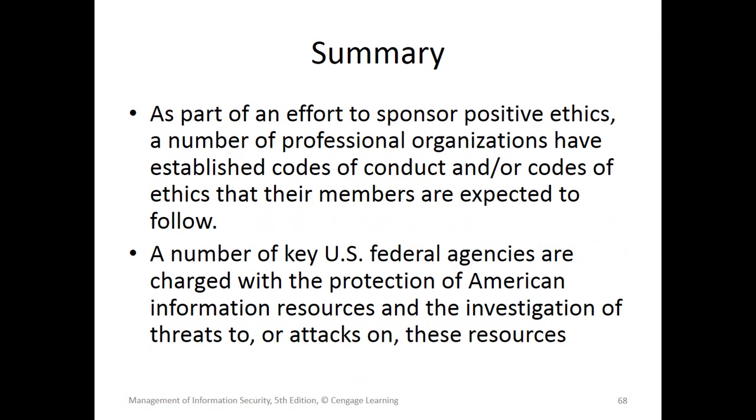And lastly, and not least, as part of an effort to sponsor positive ethics, a number of professional organizations have established codes of conduct and or codes of ethics that their members are expected to follow. And we mentioned those: ISC Squared, ISSA, the SANS GIAC Institute. And basically a number of key U.S. federal agencies are charged with the protection of American information resources and the investigation of threats to or attacks on these resources.